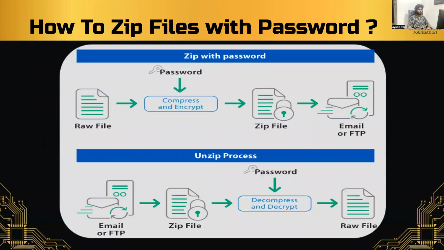Okay. How to zip files with a password. This is the flow of the process that shows how we'll make a zip file password protected. This is a raw file where, while we compress it, we provide a password, which is the password by which we will unzip it. After that it will be compressed, and after that you can share it anywhere. And while decompressing or unzipping it, we have to provide that password to get the raw file. So this is the thing.